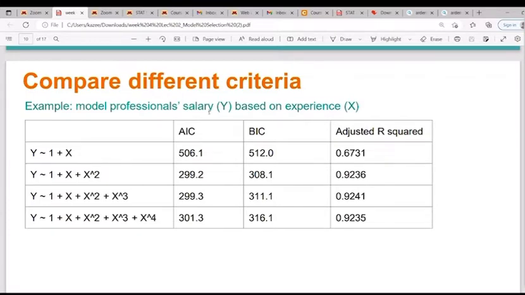Okay, but there's something I wanted to say here. When you want to compare, you can compare all the models with the AIC, you can compare all the models with the BIC, you can compare all the models with the adjusted R squared, but there's something I'm going to tell you. There's a possibility of a conflict of interest. I'm going to say that again. There can be a possibility of a conflict of interest. We're going to choose the model with the lowest AIC. We're going to choose the model with the lowest BIC, and we're going to choose the model with the highest adjusted R squared.